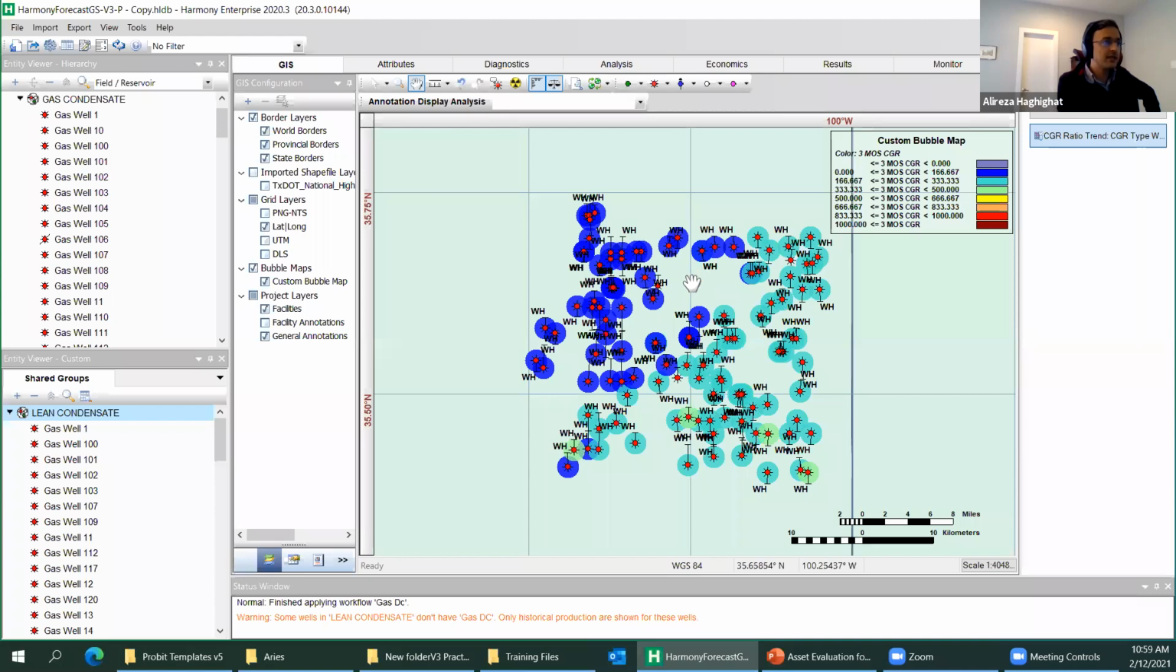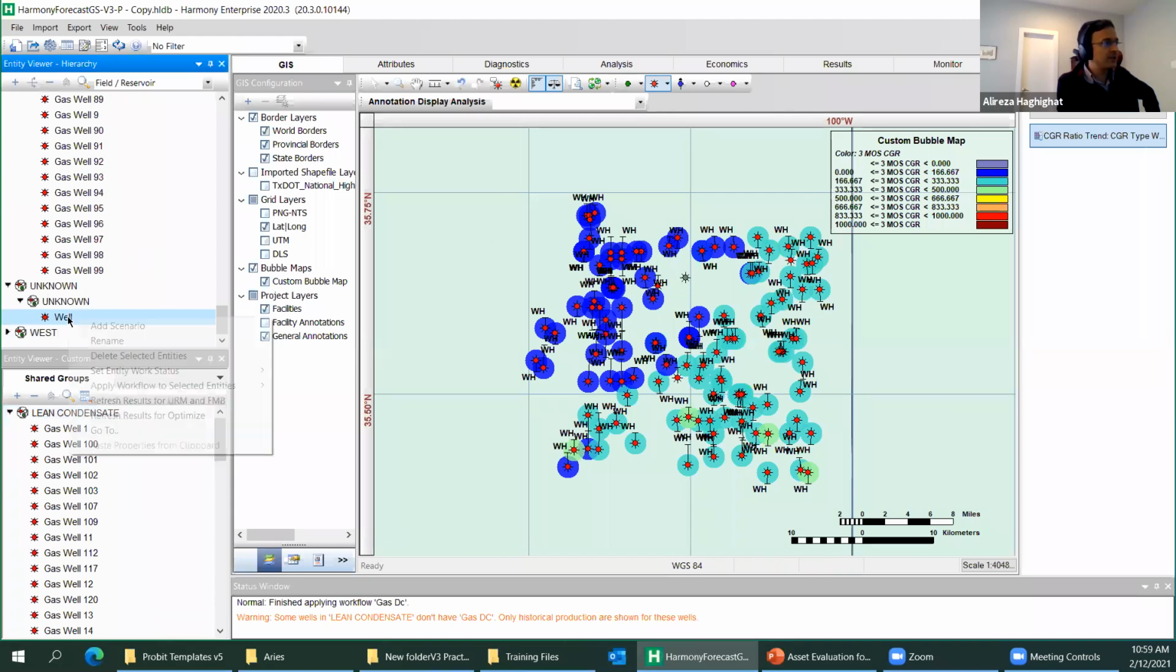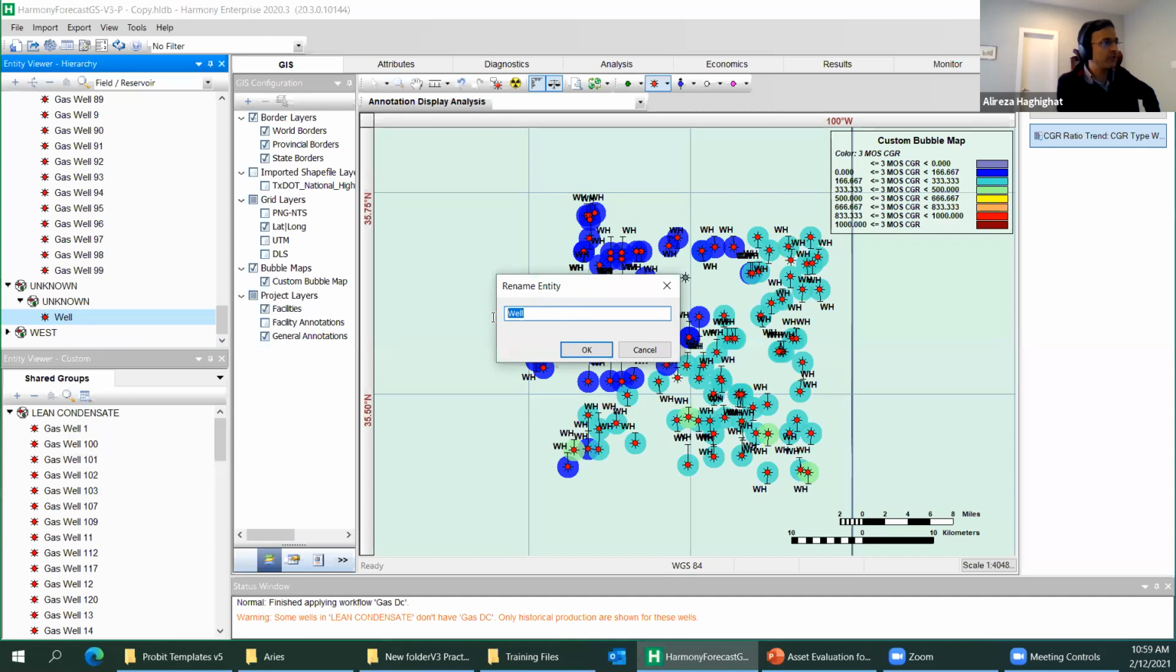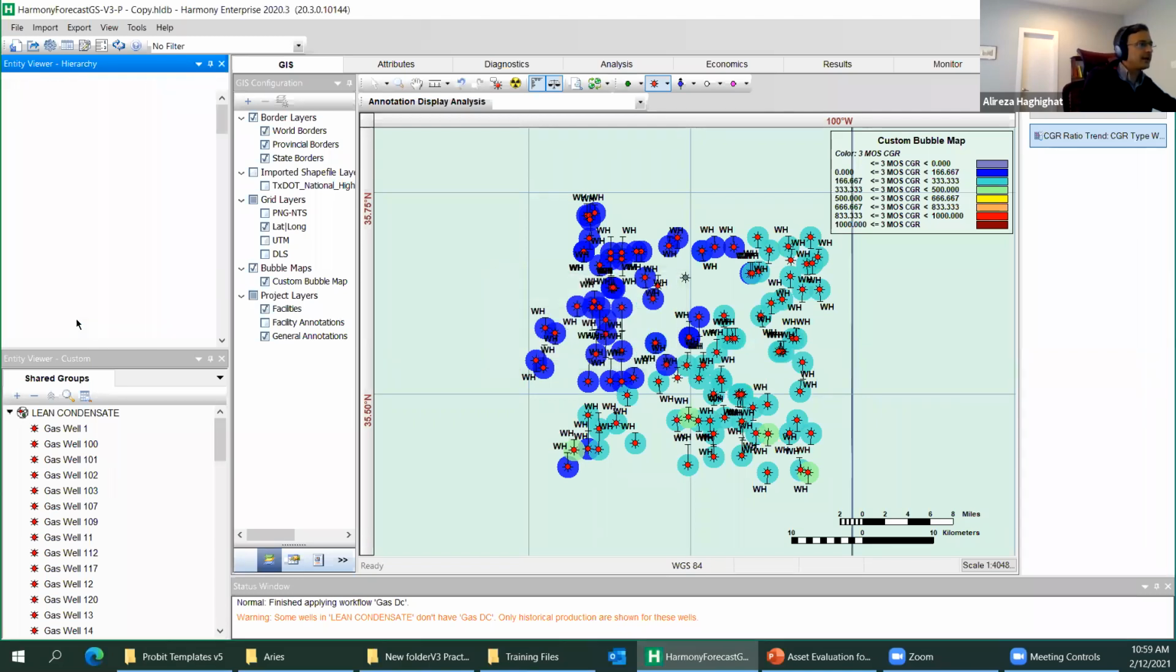You see here, this is my lean condensate region. I am going to drill a new gas well here at this location, and I want to forecast the production of gas and condensate for this new well that I drill. You see this new well is drilled. Typically, people call the new well a pod well. I drill a pod well.